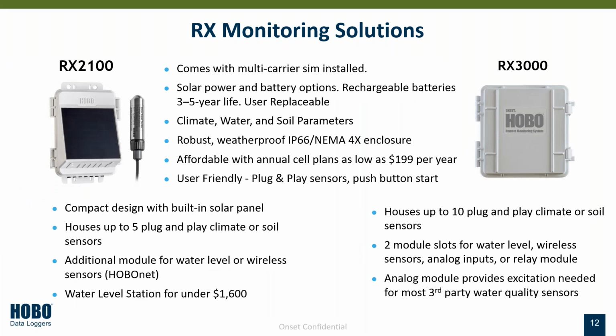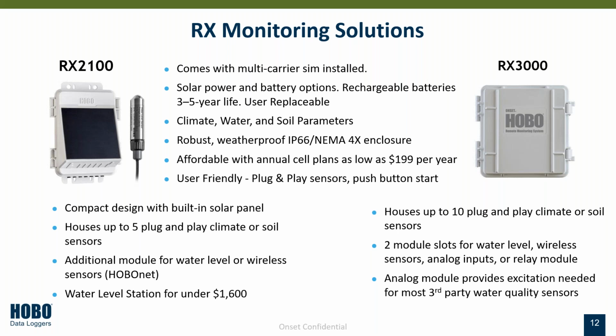So now I do want to get into our RX monitoring solutions. These are our real-time data logger options that we have. One is the RX 2100. You can see right there, it's small, compact, and it's got a built-in solar panel. You can plug in 5 easy plug-and-play climate sensors with that, soil moisture sensors. You can include water level on it.